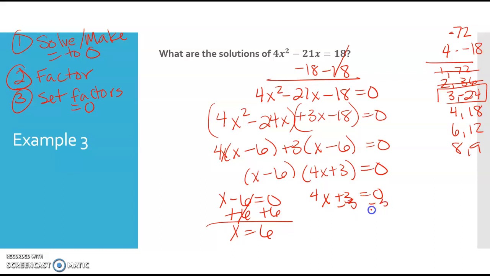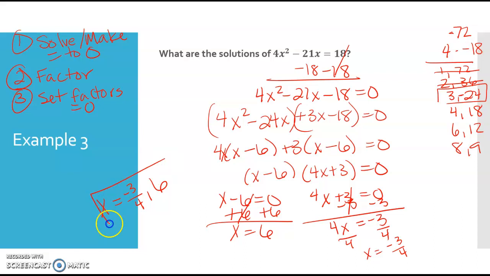Subtract 3. My pen tablet's being funky. 4x equals negative 3. Divide by 4. x equals negative 3/4. And so I know that x equals negative 3/4, comma 6. And those are my two x values. I forgot to put that 4 is to solve. Okay, so we're factoring using our skills to factor, set those factors equal to 0, and then solve.